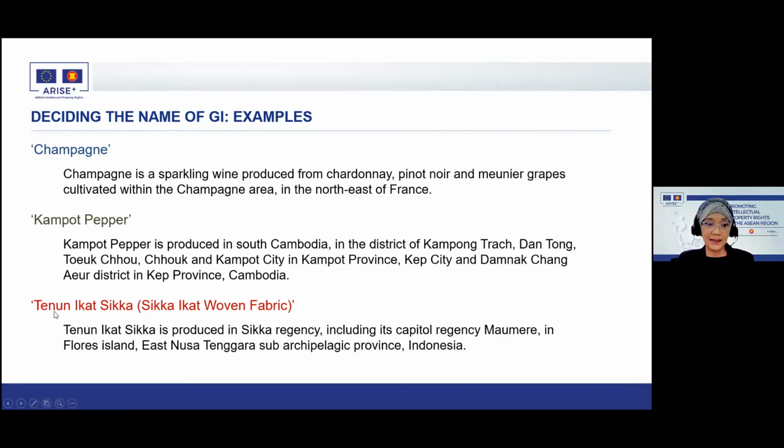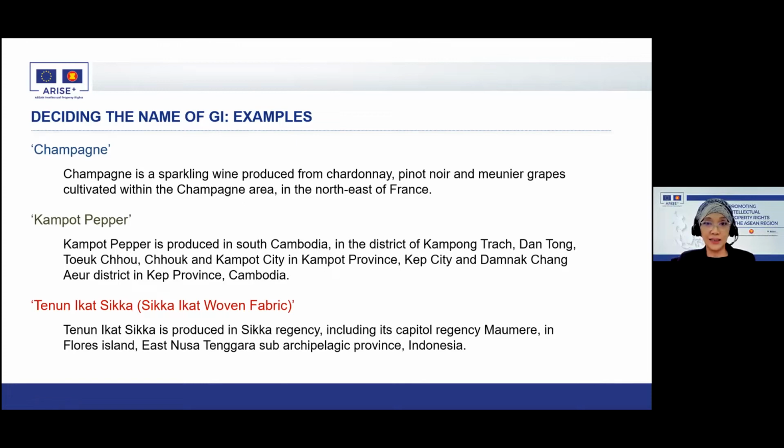Tenun ikat Sikka. Tenun is the Indonesian word for Sikka ikat woven fabric. Tenun ikat Sikka is produced in Sikka Regency, including its capital Maumere, in Flores Island, East Nusa Tenggara, a sub-archipelagic province of Indonesia. So these are examples of the names of GIs.